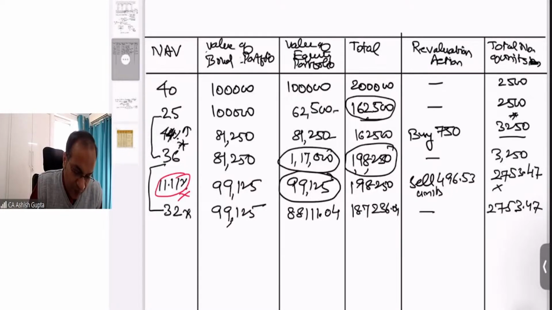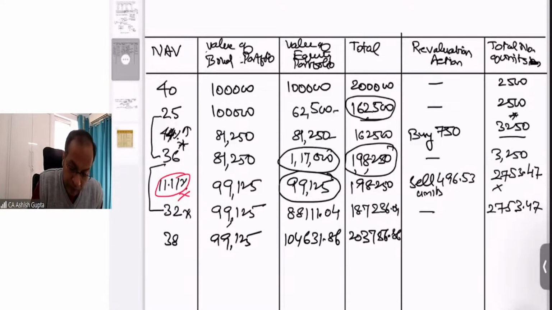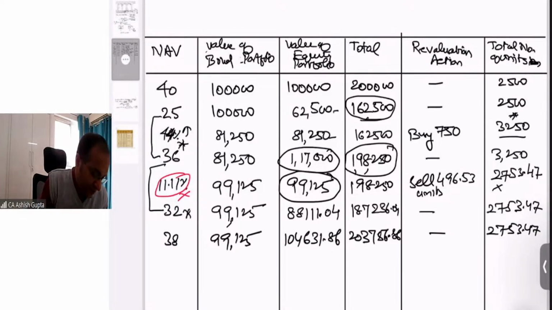Now next it says 38. So total comes. Okay, student, now let me check whether any action is needed.